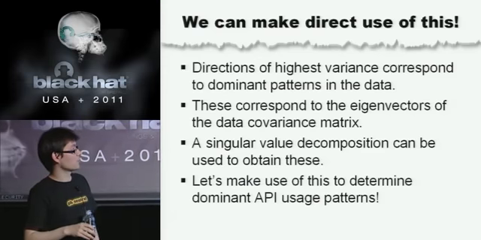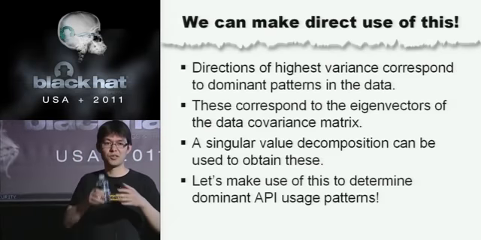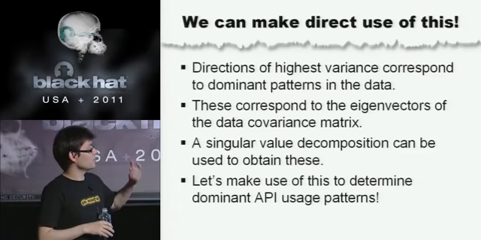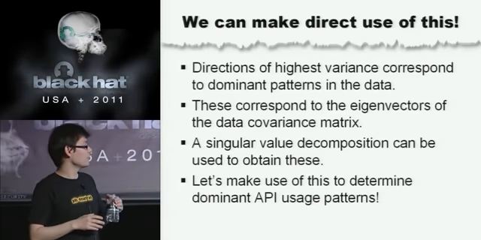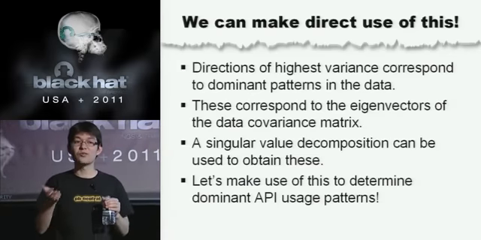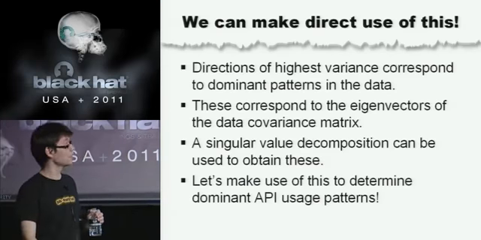These directions correspond to the eigenvectors of the covariance matrix. You can look all these things up in my paper, but it's really not that important, as long as you get the intuition of directions of highest variance. And to get these eigenvectors of the covariance matrix, you can do a truncated singular value decomposition, and you have very fast algorithms to do this for you, and you don't have to implement this yourself. So let's make use of this.